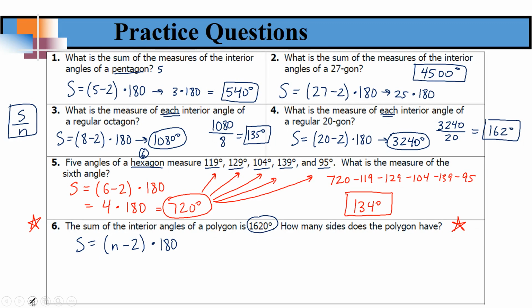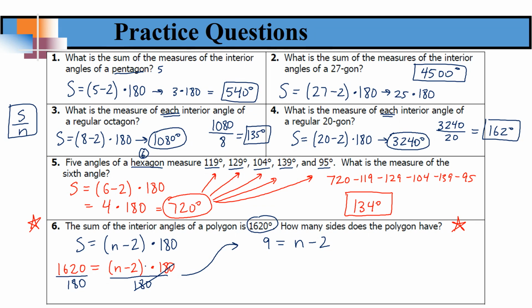So let's go ahead and substitute in. Instead of saying S equals all of this, we're going to say 1,620 equals (n minus 2) times 180. And all we need to do now is to solve for n. Well, the first thing I should probably do is get rid of this multiplication by 180. So let's divide both sides of the equation by 180. And when we do that, we end up with 9, right, 1,620 divided by 180 gives us 9 equals n minus 2.